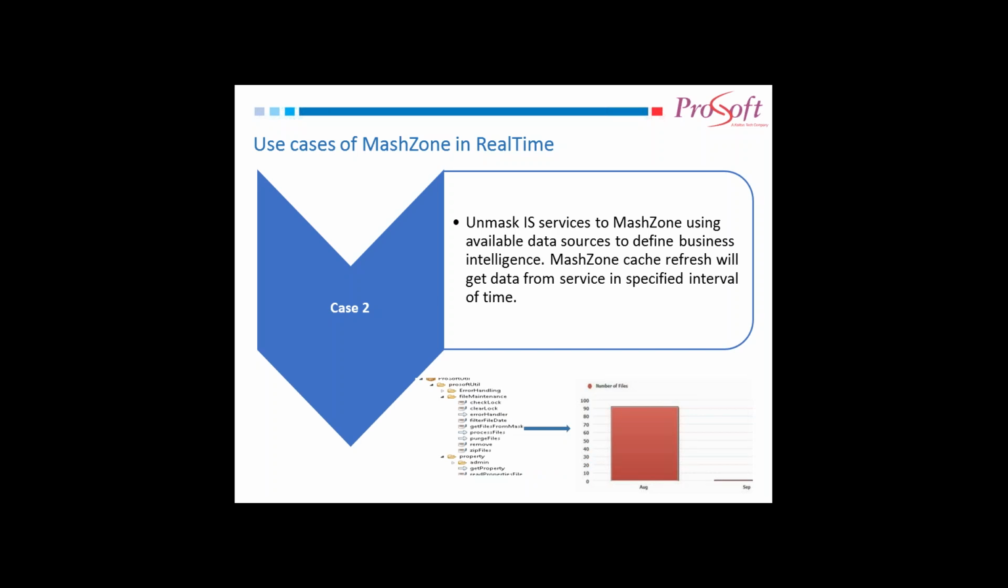This is another use case of Mashzone. In this use case, you can expose your IS services to Mashzone and you can visualize the data from the services as an interactive graph. Mashzone's caching setup feature can refresh the data from the services in a specified interval of time. The least you can cache is 1 second and the most is 5 hours. So in this specified interval of time, you can get the data from those services. This on-premises application can analyze and visualize the transactions processed through webMethods.